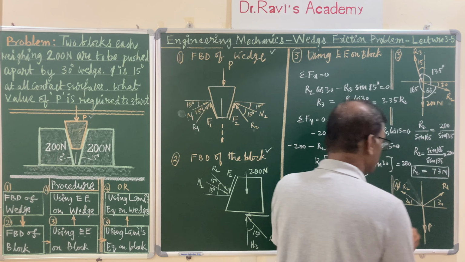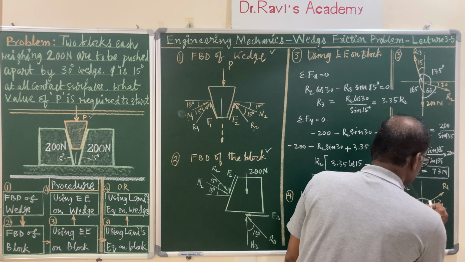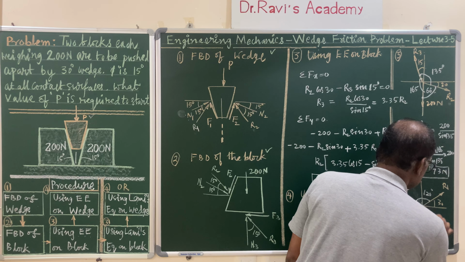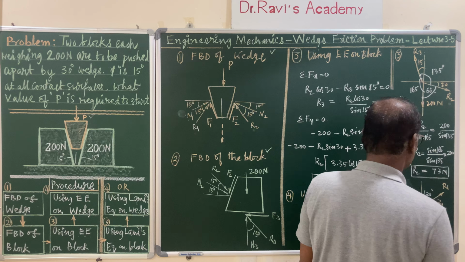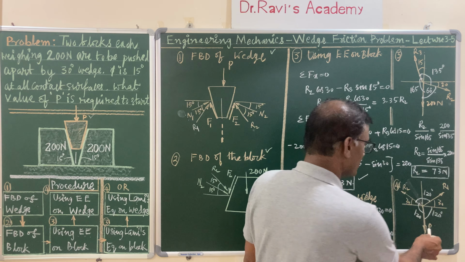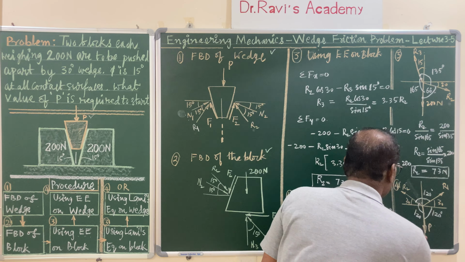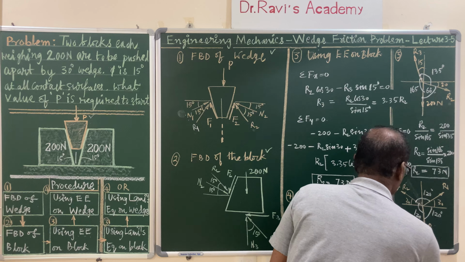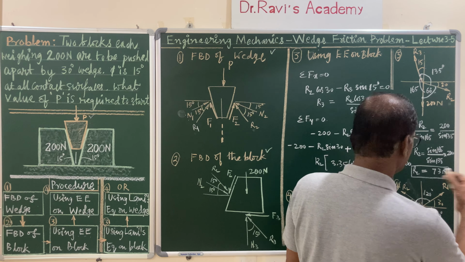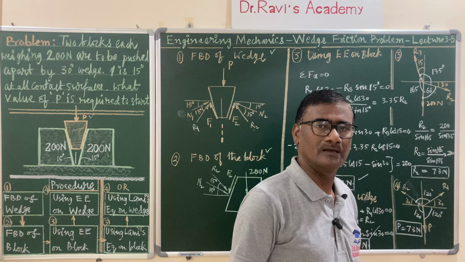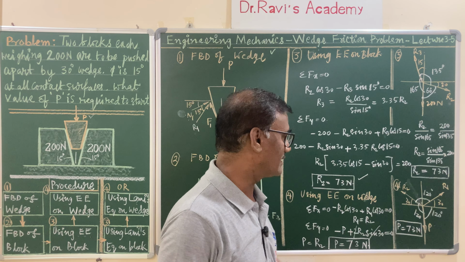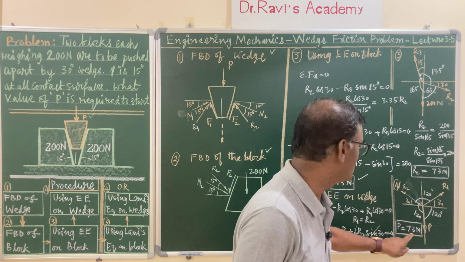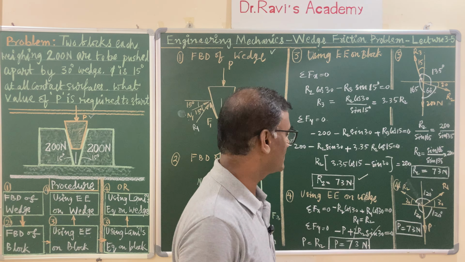And if you calculate the angles between the successive forces, this is 120, and this is also 120, and this is also 120 degrees. So obviously all three forces are equal. So your P is equal to R3, and P is equal to R3 is 73 newtons. So when the angles are equal, all three forces are equal, and it is going to form an equilateral triangle, and all the sides are equal. So this force is known, R2 is known, so P is equal to 73 newtons.